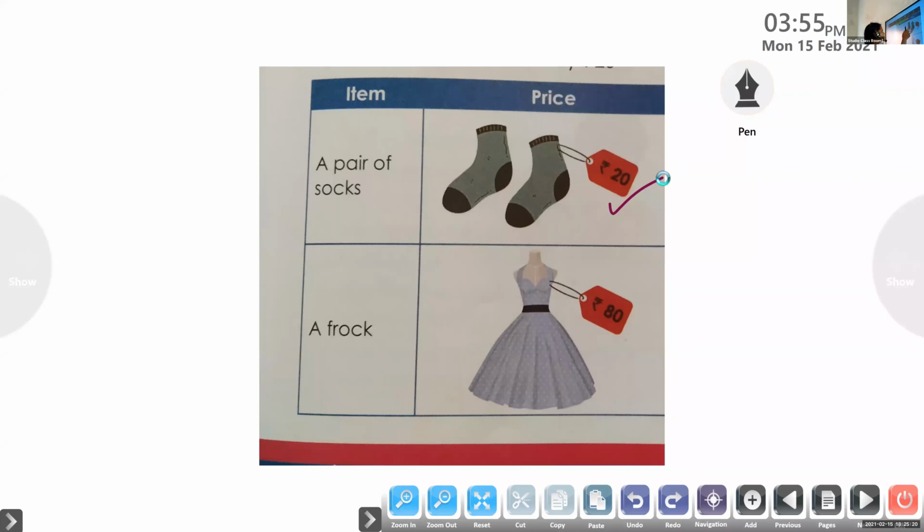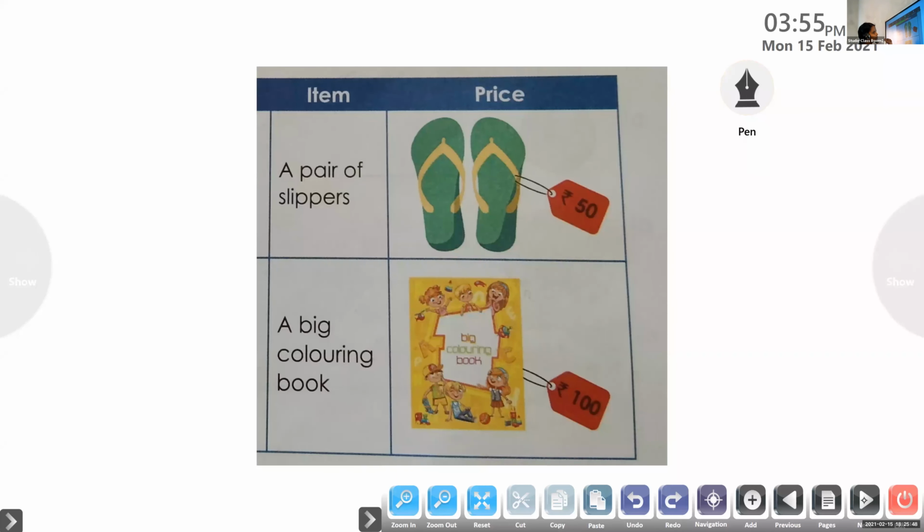Krishna Raj, what is the price of the socks? Rupees 20. It's already written here. So you can see another one, a frock. Dear KP, what is the price of this frock? Rupees 80. Now another one, a pair of slippers. Devadarsh, what is the price of the slippers? Rupees 50. Very good. Now, a friend, what about the big coloring book? What is the price of this book?